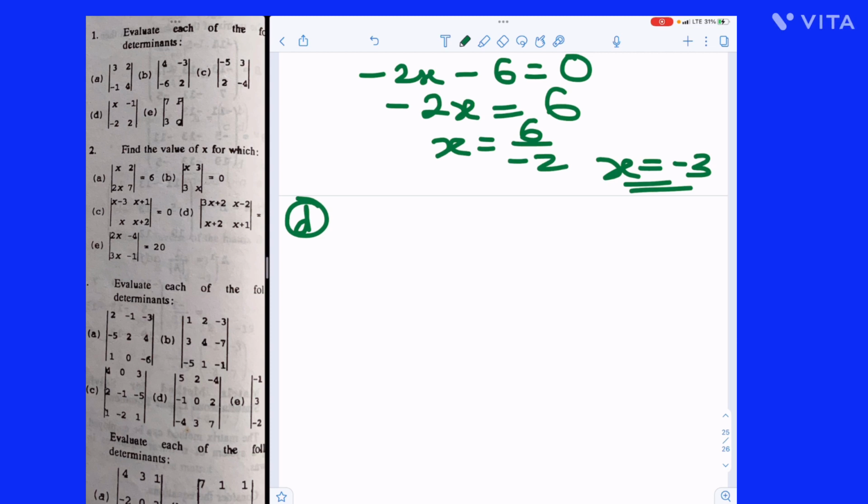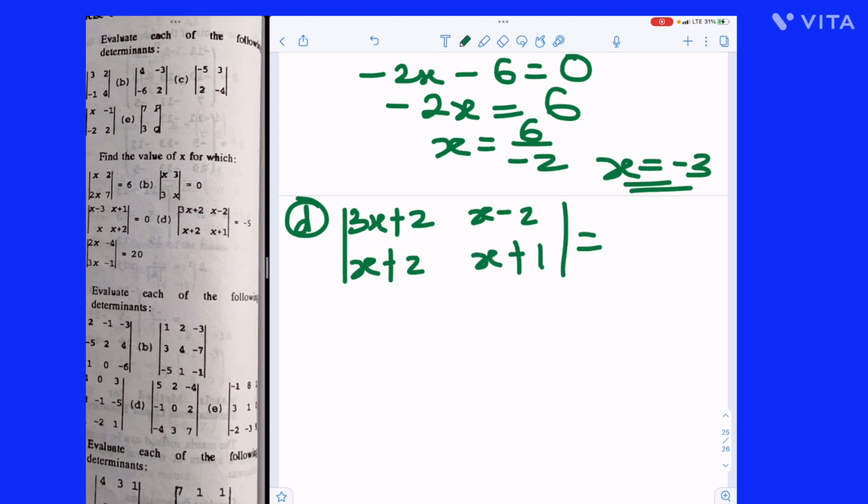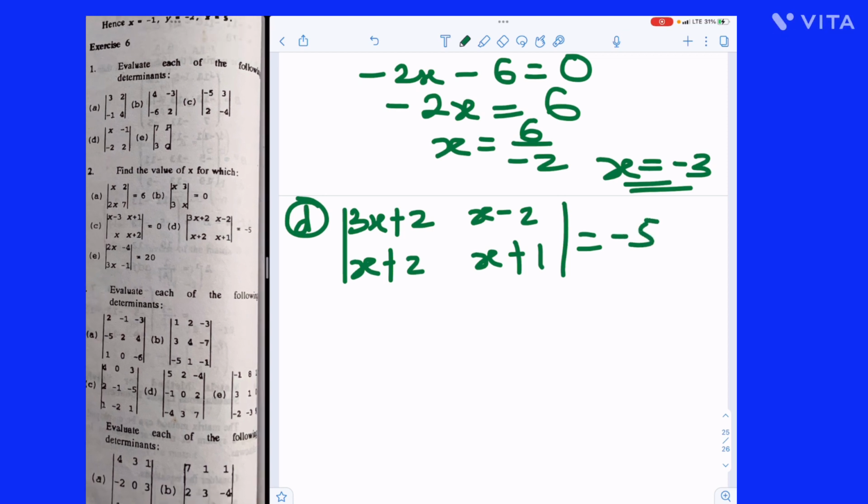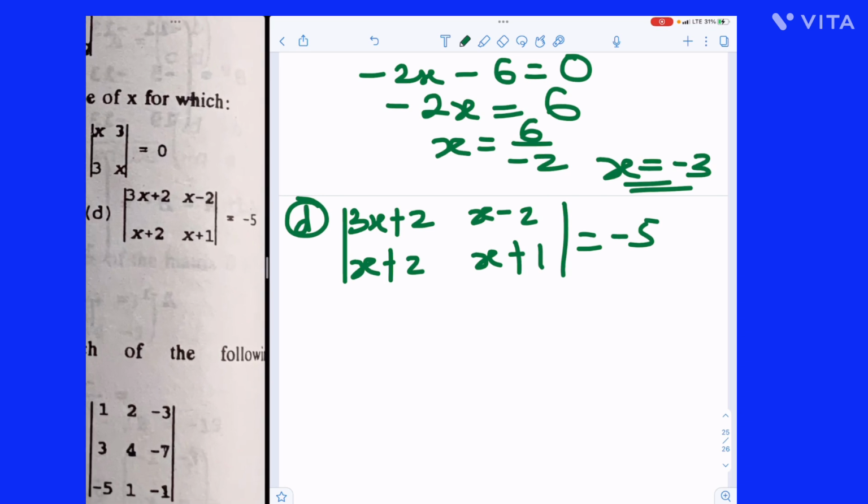Let's go to question D. In question D, we have 3x plus 2 here, x minus 2 here, x plus 2, and x plus 1. This determinant equals minus 5. Can you see question D? This determinant equals minus 5.